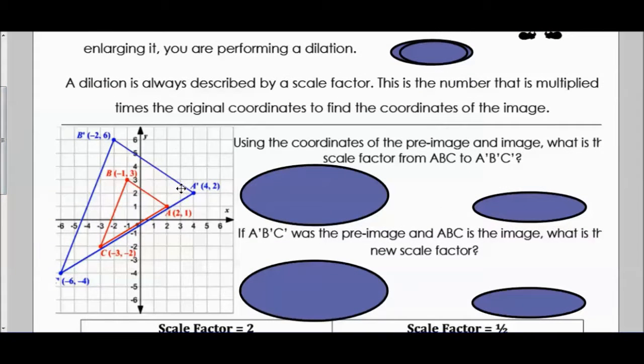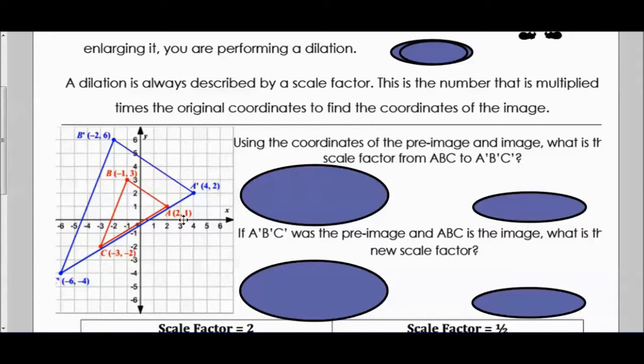On this one, we're working backwards. We're trying to figure out what happened to this red one, the original A, B, C, to turn it into A prime, B prime, and C prime, to turn it into that new blue triangle. Okay, so that's what this is saying, going from the pre-image of ABC to A prime, B prime, and C prime. What's the scale factor? How many times bigger is this?